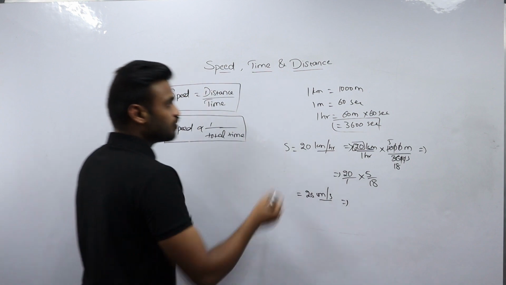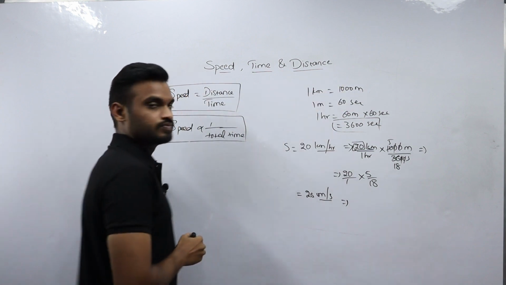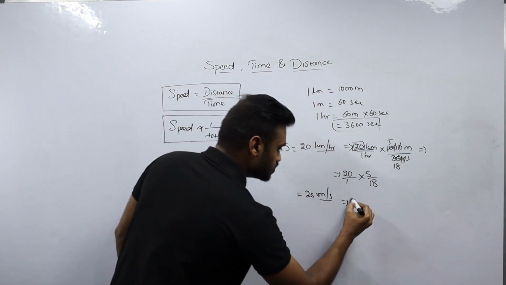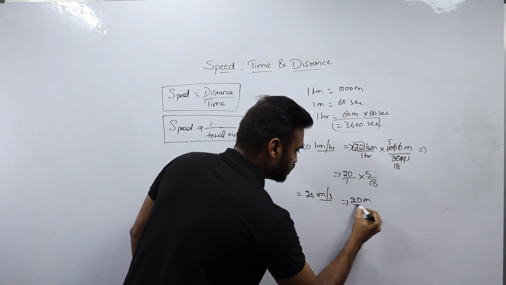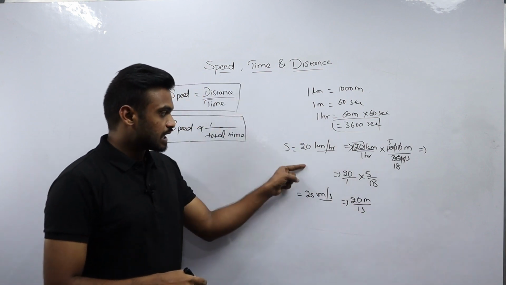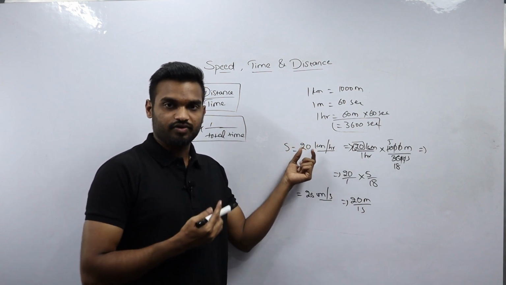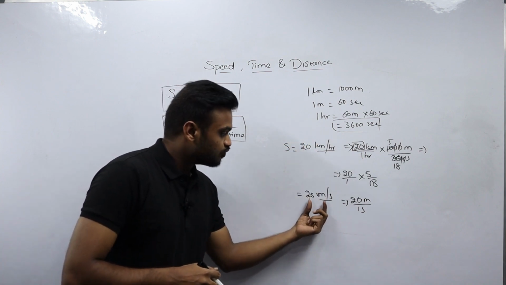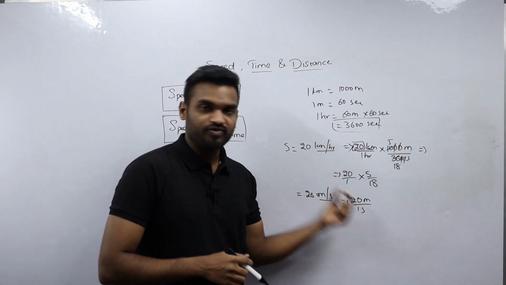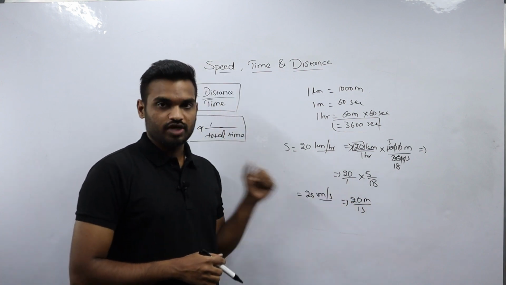Now 1 kilometer has 1000 meters. Suppose I am writing this as 20 meters by 1 second. Earlier I wrote 20 kilometer by 1 hour because the speed was 20 kilometer per hour. In the same way, I am writing this 20 meter per second as 20 meters by 1 second.